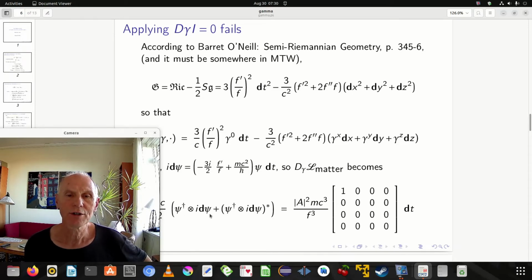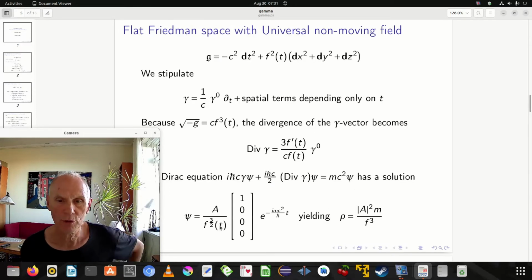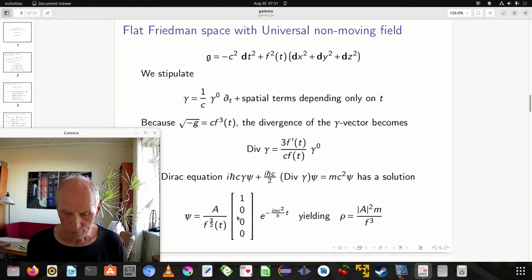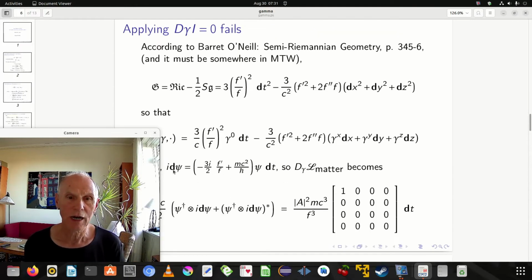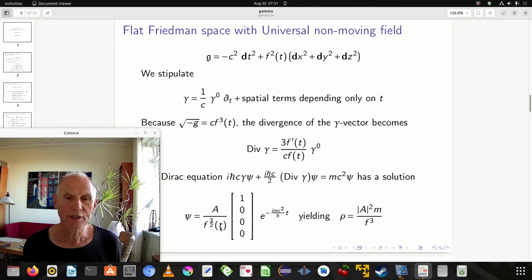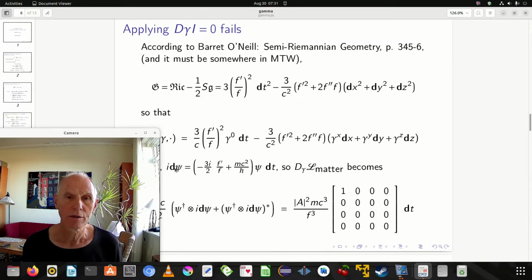We need to compute this expression. So we differentiate, first we take the differential of psi. Only dt occurs, because it only depends upon time. And this, of course, gives minus i m c squared divided by h bar times i. There we are. But we must differentiate this as well, minus 3/2 f prime over f times psi, and then the i.